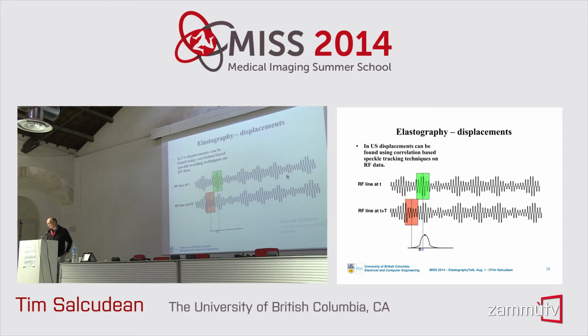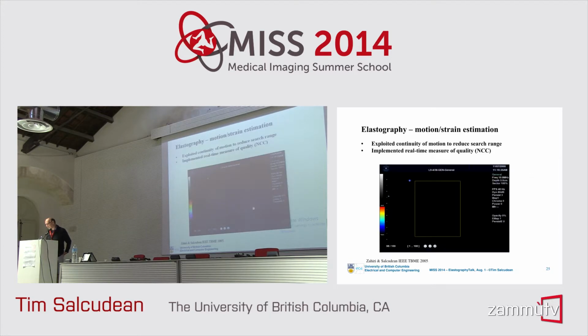And then you use standard cross-correlation techniques. You define your RF line at 2 compression instances. We call that a delay, really. And you slide that window atop your reference, and you find the point of maximum correlation, and that gives you the displacement. We produced software by exploiting the continuity of motion to reduce the search range needed to find the maximum of the NCC. And we really had the first clinical real-time elastography system available on ultrasound machines, and we did this with Ultrasonix.